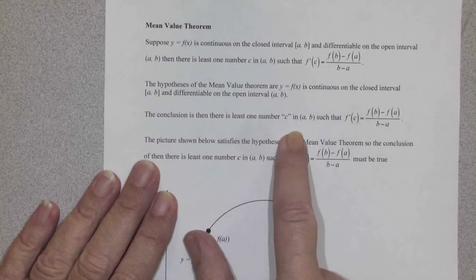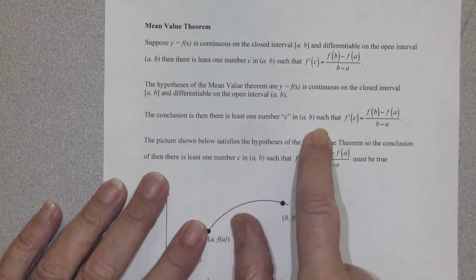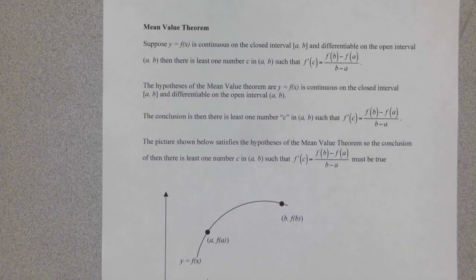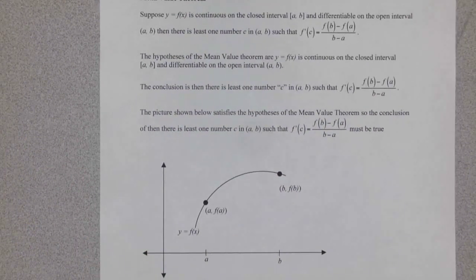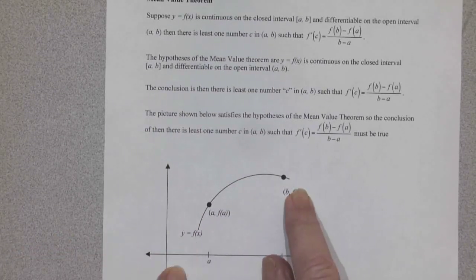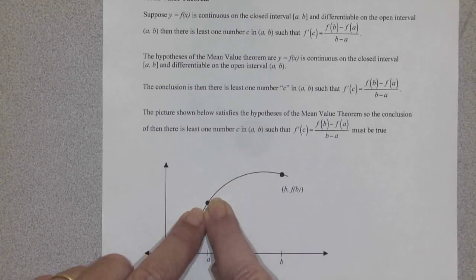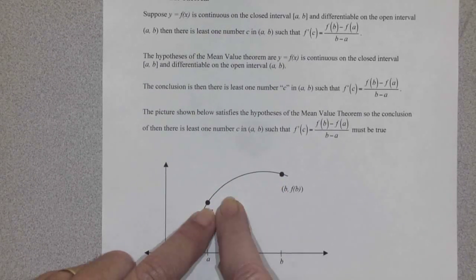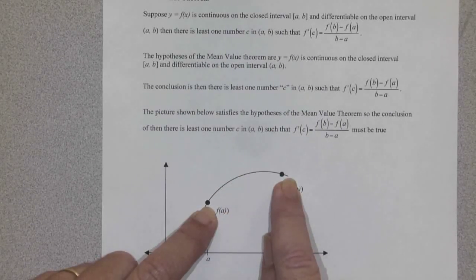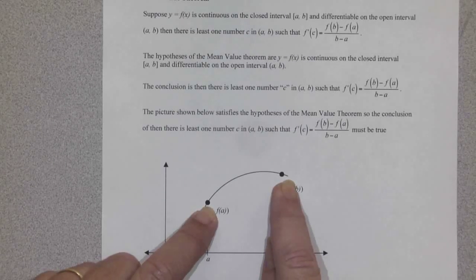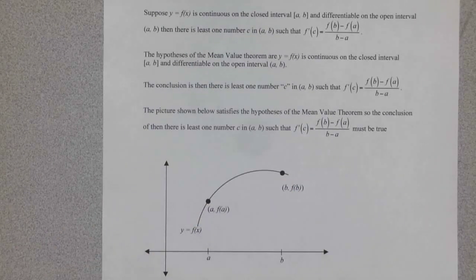Then the conclusion to the mean value theorem is that there's at least one number c in (a, b) such that f prime of c equals f of b minus f of a over b minus a. So, trying to understand what this says graphically. The picture shown below satisfies the hypotheses of the mean value theorem. Now I drew this a little bit further than I needed to, so we're only really talking about the curve on the interval in question, a to b. But we have continuity from a to b, no gaps, breaks, or holes, and differentiability, no discontinuities, no corner points, cusps, or vertical tangents.